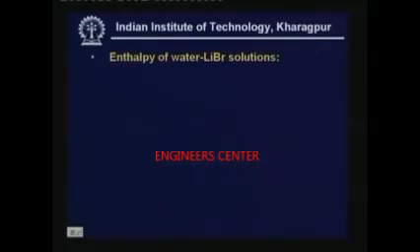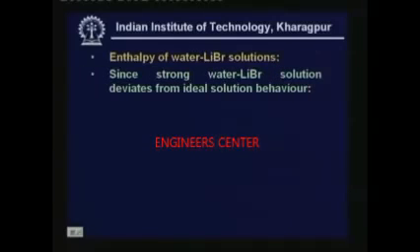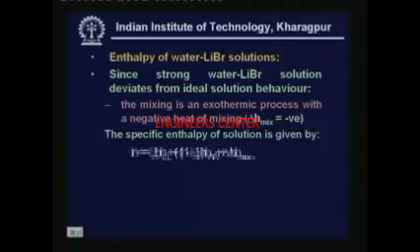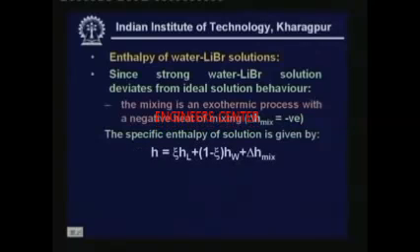Now let us look at another important property, that is the enthalpy of water lithium bromide solution. Since strong water lithium bromide solution deviates from ideal solution behavior, you will find that the enthalpy equation is given by the following formula. Specific enthalpy h is equal to zeta times hL plus (1 minus zeta) times hW plus delta h mix, where zeta, as you know, is the mass fraction of anhydrous lithium bromide, and hL is the specific enthalpy of anhydrous lithium bromide at that particular temperature, and 1 minus zeta is the mass fraction of water, and hW is the specific enthalpy of water at that particular temperature.